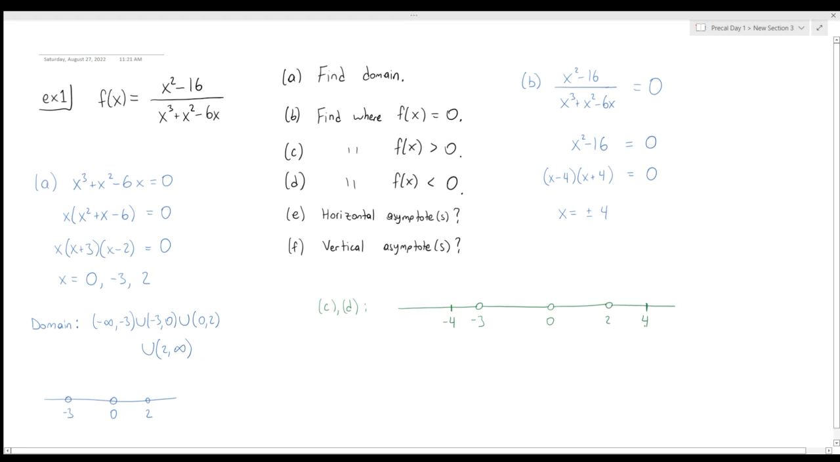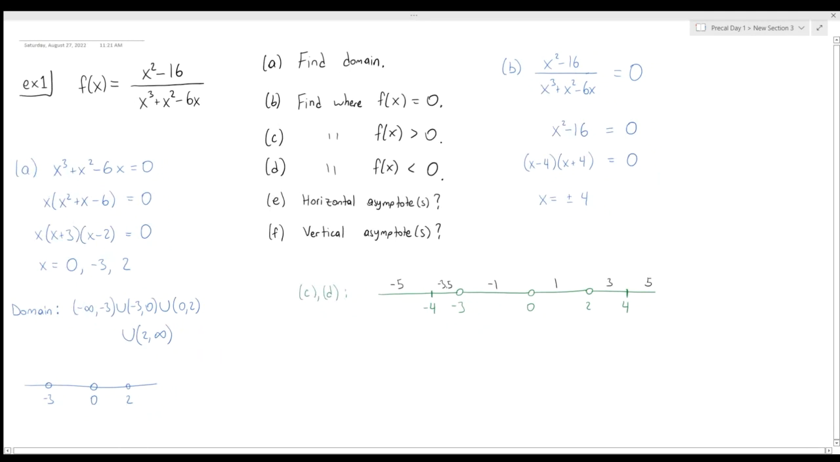Okay. And so this time when we considered the places where the function was undefined, as well as the zeros, we have, how many intervals is this? 6 intervals total, okay? So we'll need a test point in each interval. All right. And we'll plug each of those test points into our function.